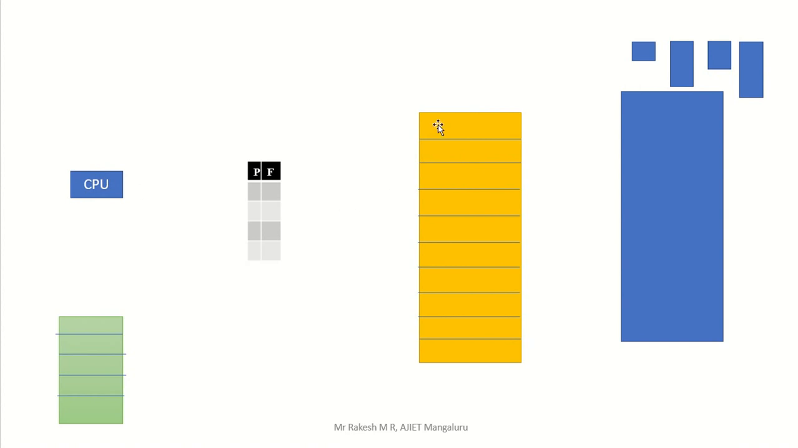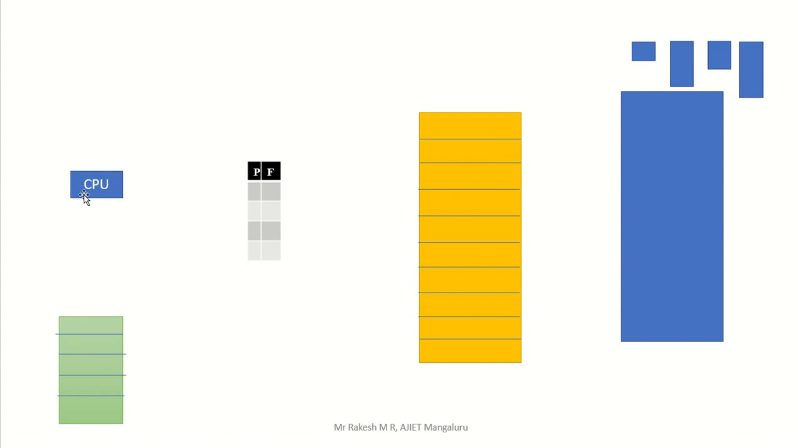Here there is a chance of multi-programming. Many processes can be moved here and the CPU will execute them one by one, that is, page by page. The concept here is that the CPU will send one logical address, and that logical address contains the page number.